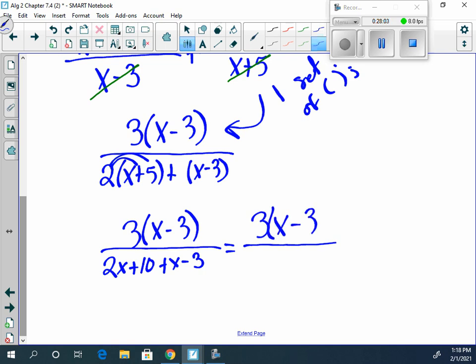Now, the numerator doesn't change, 3 times x minus 3. Now, we do need to combine like terms in the denominator. Well, 2x plus x would give me what? Well, 3x. 10 minus 3 would be plus what? 7.